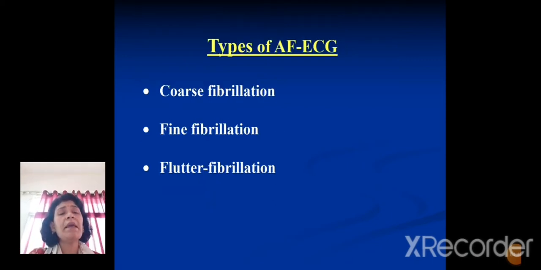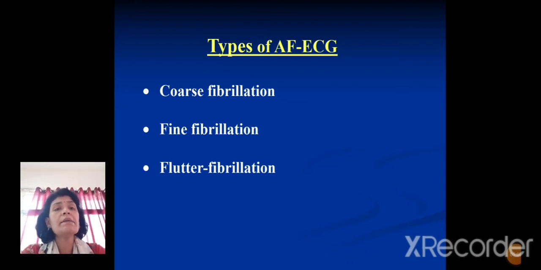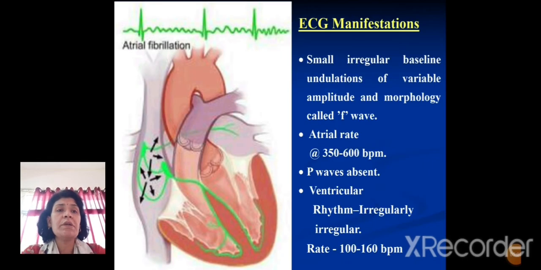In ECG, we can see various types of atrial fibrillation. Atrial fibrillation is mainly characterized by fibrillatory waves, and on ECG there can be different types of fibrillation. Coarse fibrillatory waves can be seen, fine fibrillations can be seen, or it is associated with flutter, so it is termed flutter fibrillation.